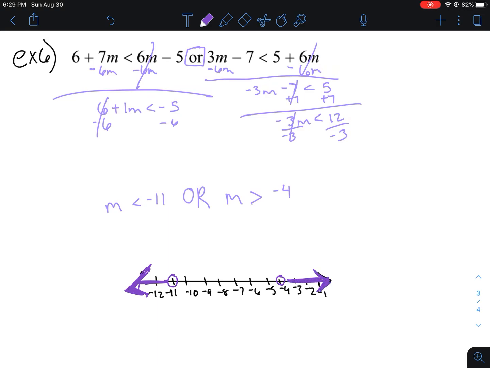The most common mistake with or statements is that people forget to flip their inequality if they divide or multiply by a negative. The other thing is that some people forget to look at the inequality signs themselves. With compound inequalities, sometimes one is equal to and the other one's not. So make sure that you have your open and your closed circles correct.